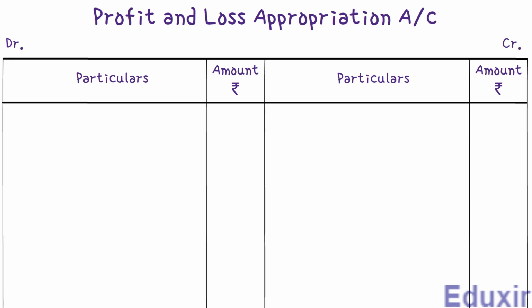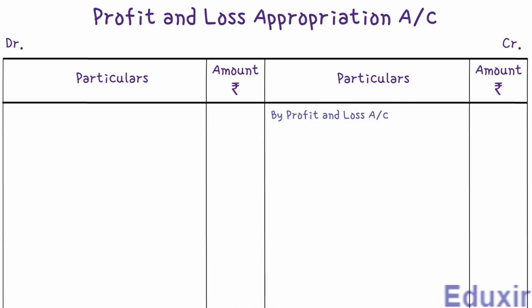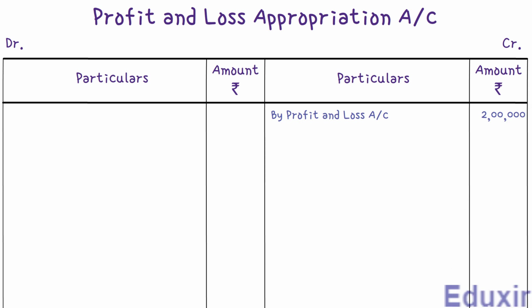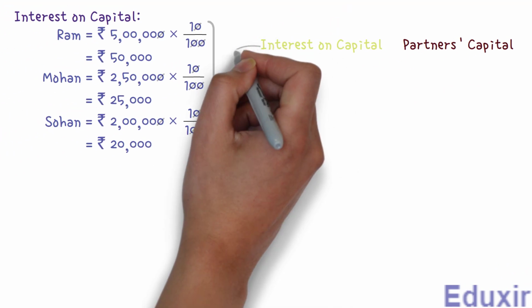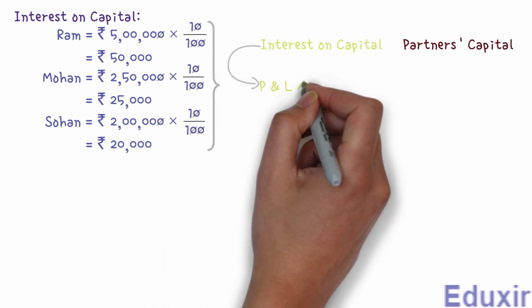Let's then write by profit and loss account into the particulars column on the credit side. This indicates that the net profit is transferred from the profit and loss account to the profit and loss appropriation account. Let's then write the transferred net profit amount of 2 lakh rupees into the amount column. With that, we have completed the credit entry related to the transfer of the net profit amount from the profit and loss account into the profit and loss appropriation account. Our next step would be to transfer the interest on capital from the interest on capital account to the profit and loss appropriation account.